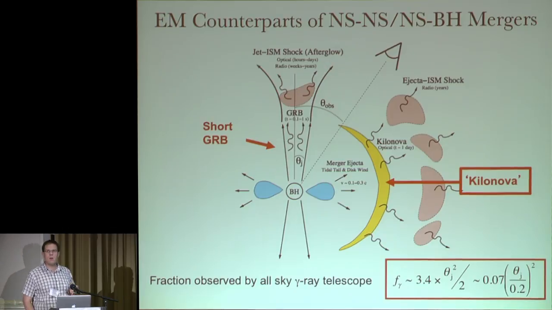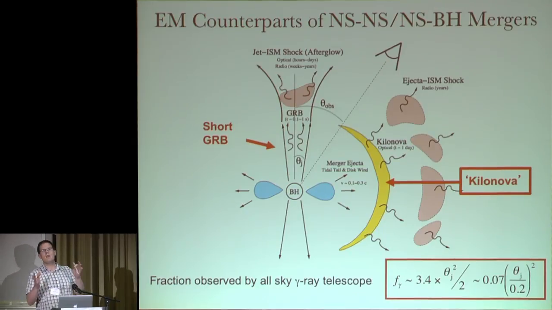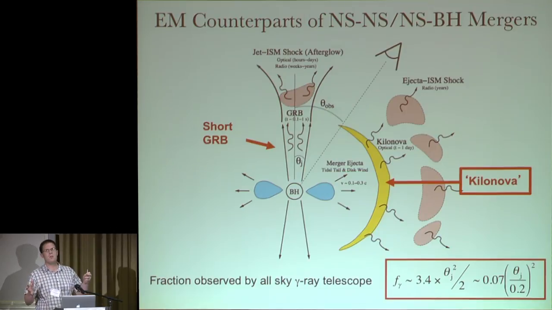But nevertheless, short gamma ray bursts are great. We hopefully will have Fermi flying and Swift flying for a very long time. So if there is a gravitational wave source with a short GRB, we'll have a coincidence. But we do think that only a small fraction of gravitational wave events will have short GRBs.